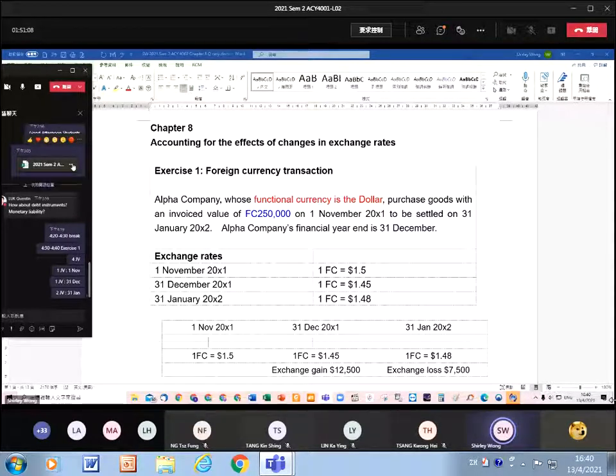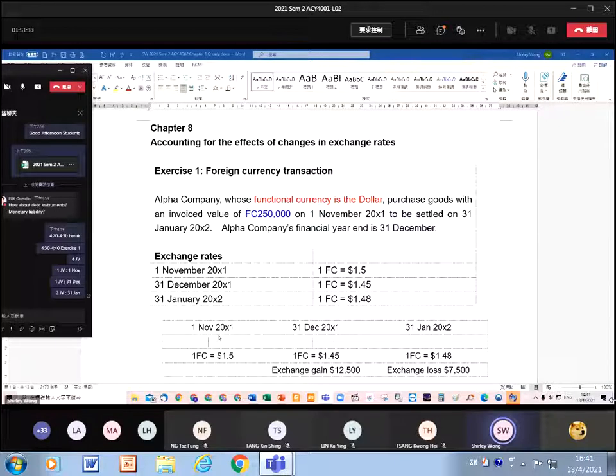Okay, shall we check the answer together for this chapter 8 exercise 1? So here it tells you about the company, Alpha Company, whose functional currency is dollar. That means they usually will use the dollar to record in their financial statement. They purchase goods that are invoiced in the foreign currency, that is FC, 215,000 on 1st of November 2001, and then the amount is to be settled on 31st of January, and then the year end date is 31st of December.